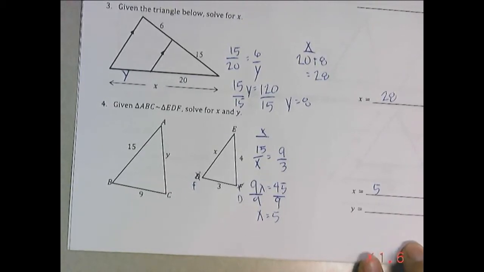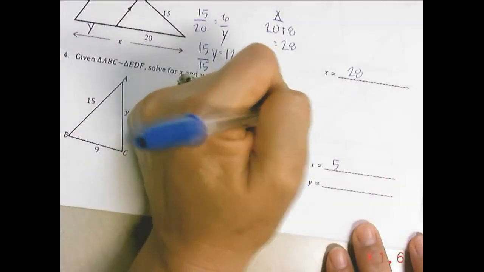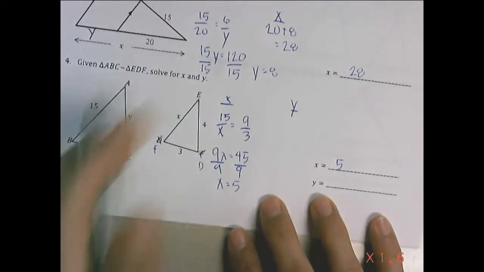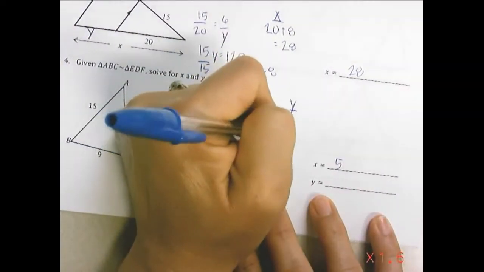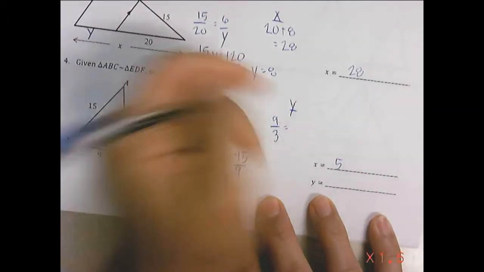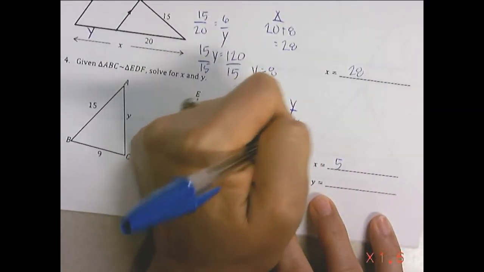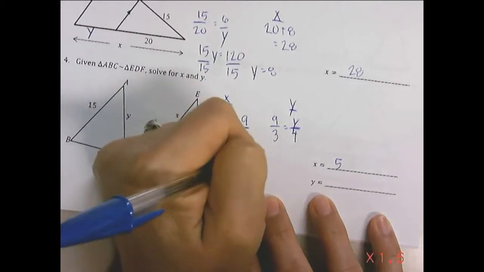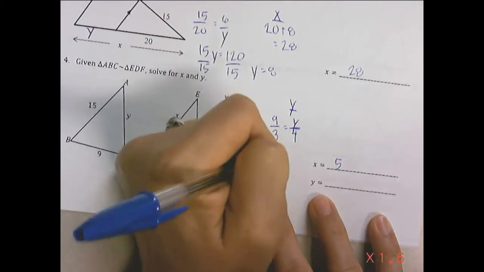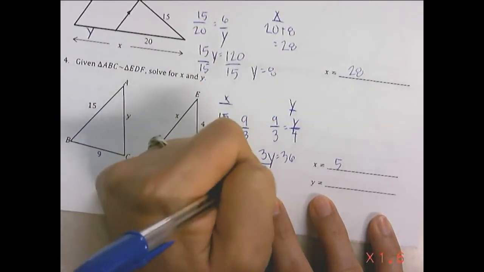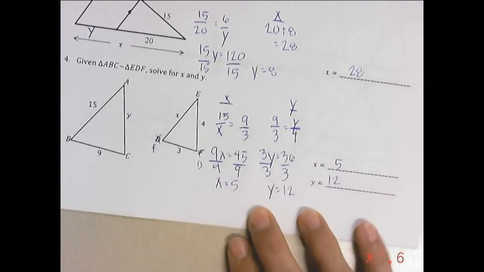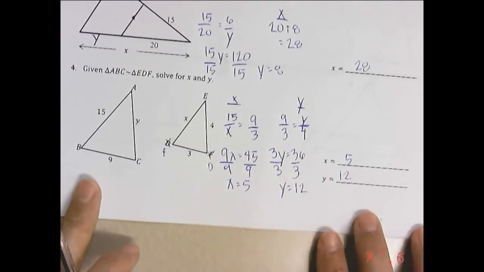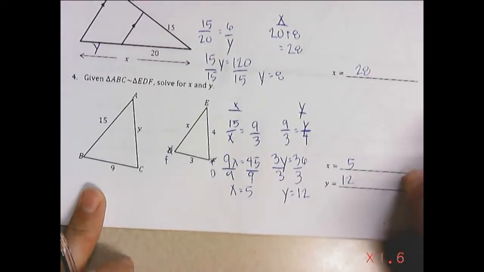Next up, I want to solve for y. So when solving for y, I'm going to do 9 over 3 again, and I'm going to set it equal to y over 4. Oops, y over 4. I'm going to cross multiply. I'll get 3y equals 36. Divide by 3, divide by 3, y equals 12. Okay, and then moving on to our next page.